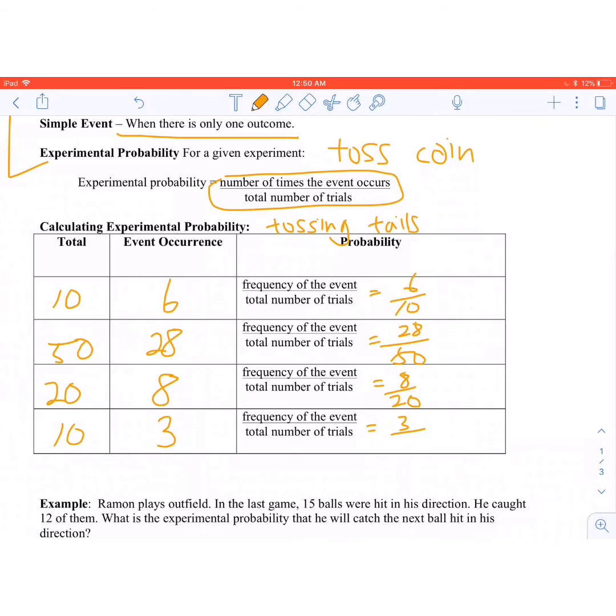Notice how they're all different, whereas in theoretical probability, it should have been a 50% chance. So these were the experimental probabilities that we collected.